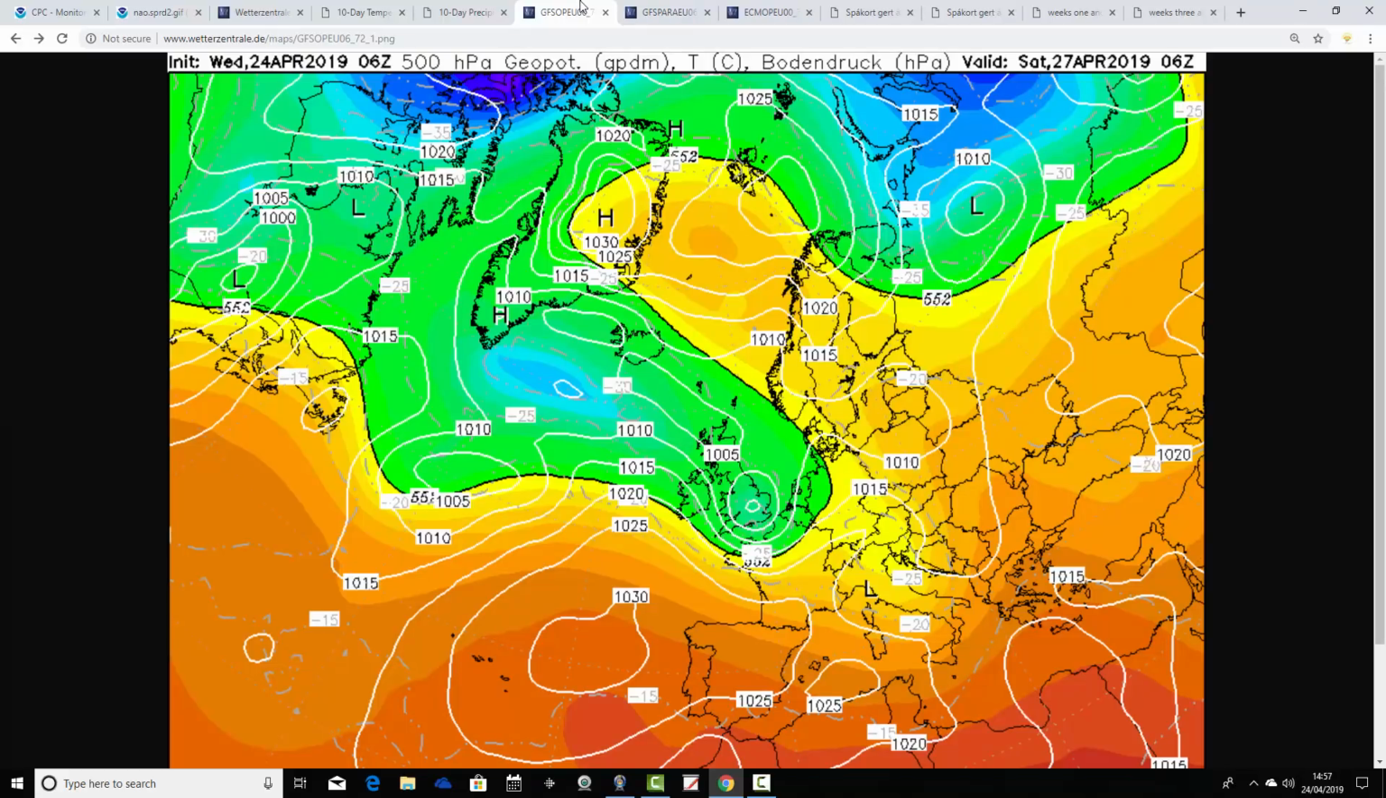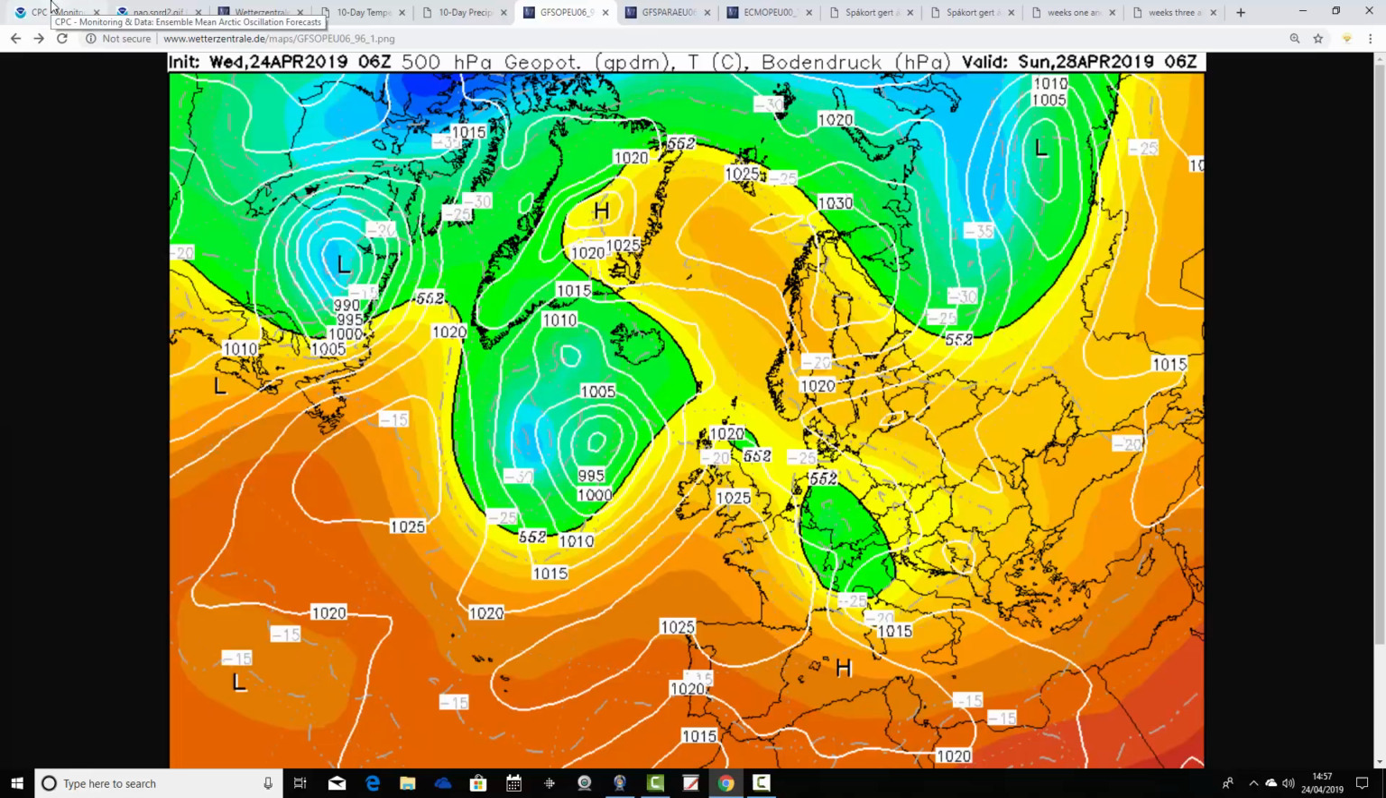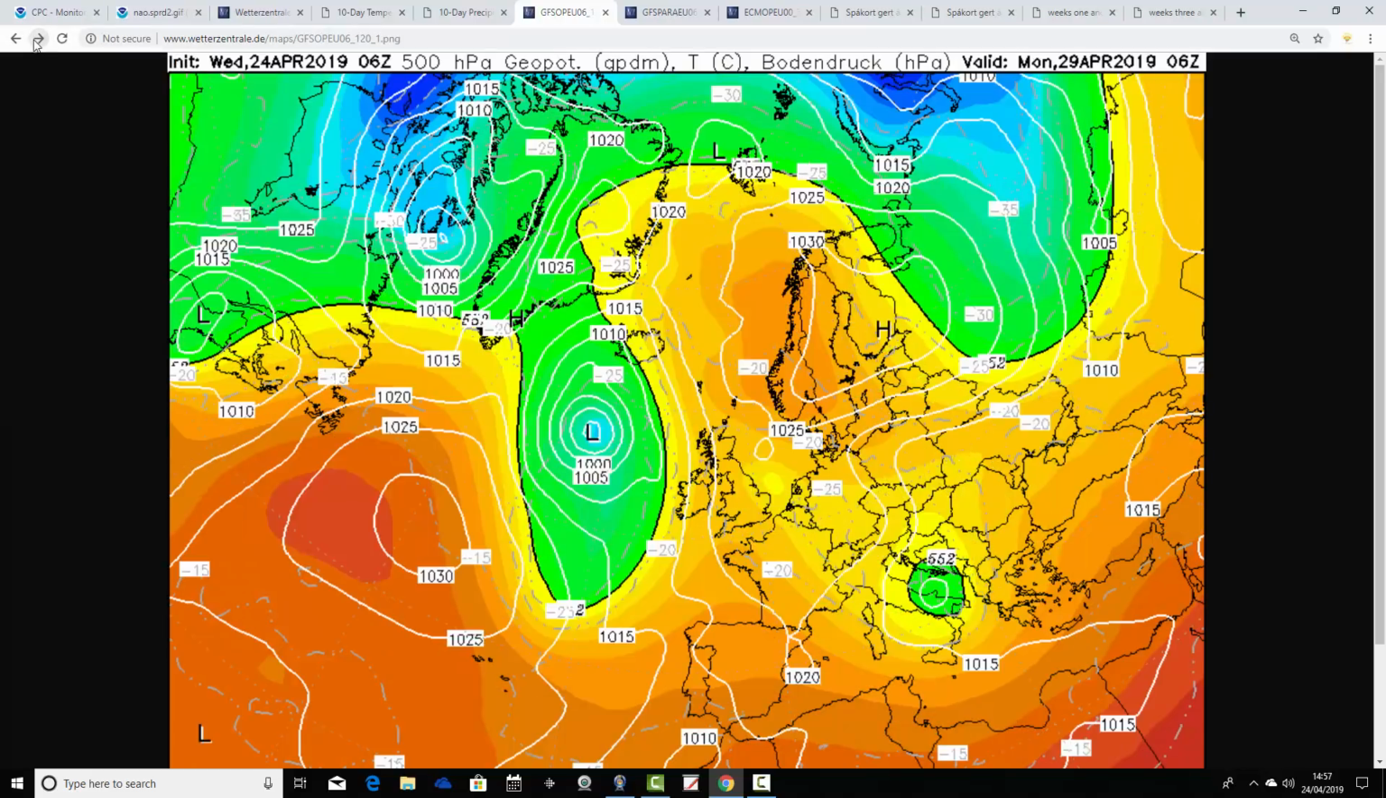This is how the GFS 6 o'clock operational run was looking for Saturday when it updated earlier on today. And Saturday's forecast is to start off quite wet and windy. Could be gale force winds in the far west and southwest of the country with outbreaks of rain clearing away into the North Sea. By Sunday, we're starting to build up this little ridge of high pressure from the southwest, so that brings improvements as we go through to the start of next week. This is Monday, 29th of April.